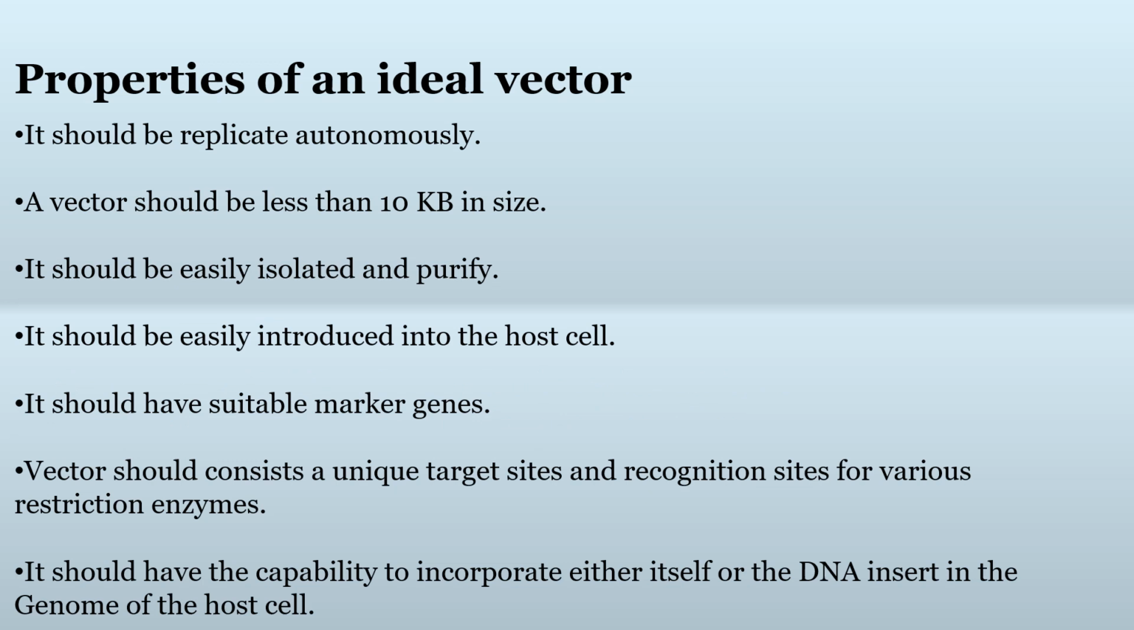Properties of an ideal vector. It should be replicated autonomously. A vector should be less than 10 kb in size. It should be easily isolated and purified. It should be easily introduced into the host cell. It should have suitable marker genes. Vectors should have unique target sites and recognition sites for various restriction enzymes. It should have the capability to incorporate either itself or the DNA insert in the genome of the host cell.